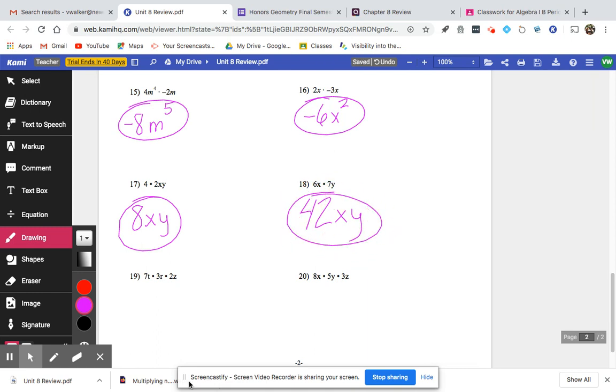Number 19, 7t times 3r times 2z. Multiply the numbers first. 7 times 3 times 2. That is 42. Use a calculator. And I'm just going to list the variables as I see them. TRZ. That is totally fine. Number 20, 8x times 5y times 3z. Multiply 8 times 5 times 3. That is 120. And then just list the variables.